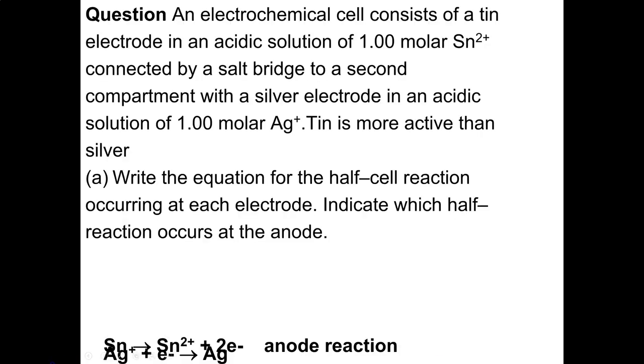Much more interesting. All right, here's another question. An electrochemical cell consists of a tin electrode in an acidic solution of 1 molar Sn connected by a salt bridge.